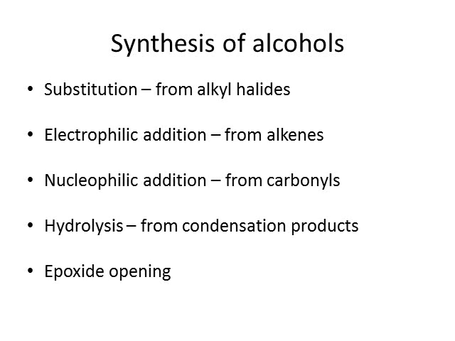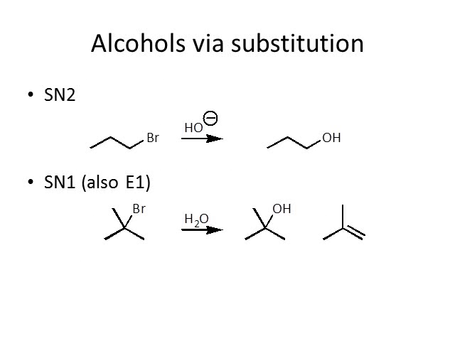Alcohols can be synthesized in a variety of ways, most of which are review to you. For instance, they can be made by substitution reactions from alkyl halides. They could be made by electrophilic addition to alkenes, by the addition of strong nucleophiles to ketones and aldehydes, by the hydrolysis of functionalities like esters, and by the opening of epoxides. We'll just go through a couple of these very quickly because you've seen them so many times.